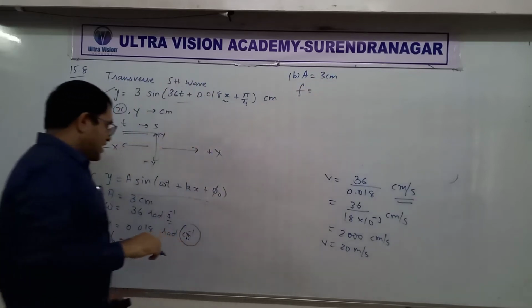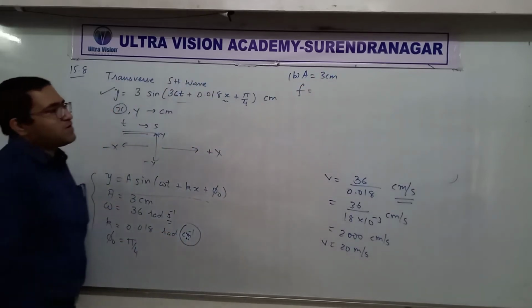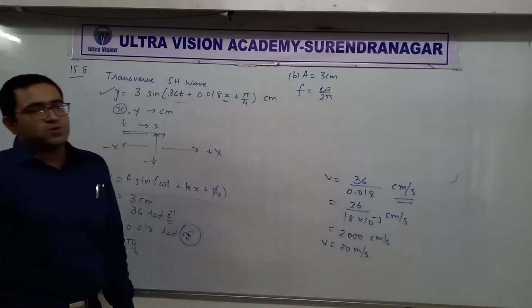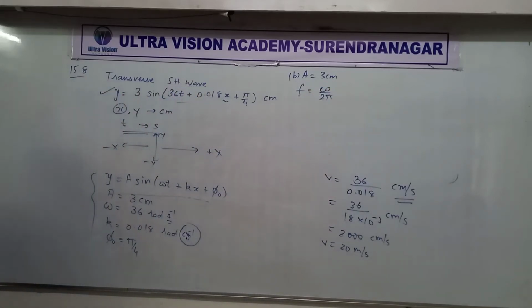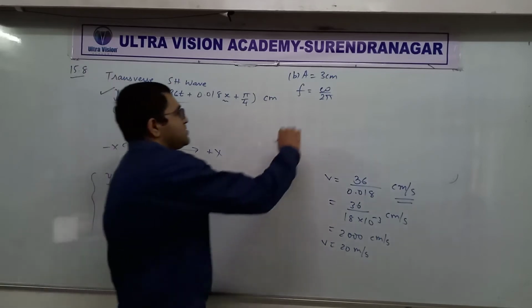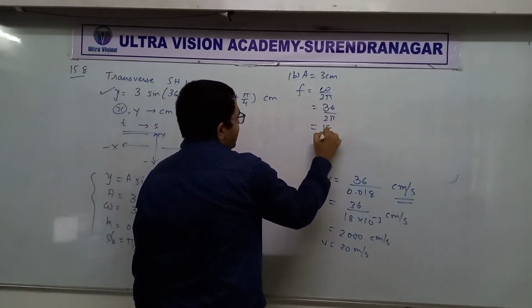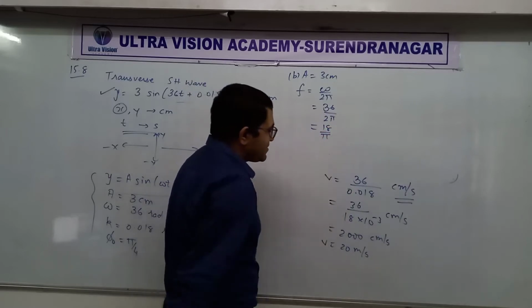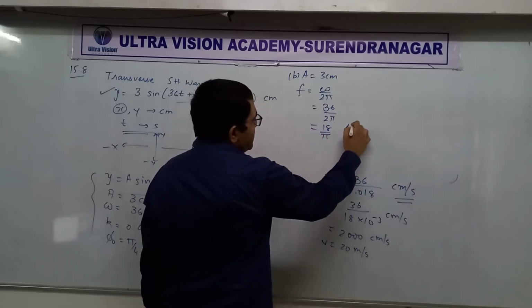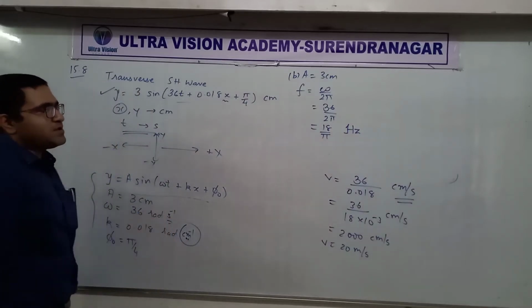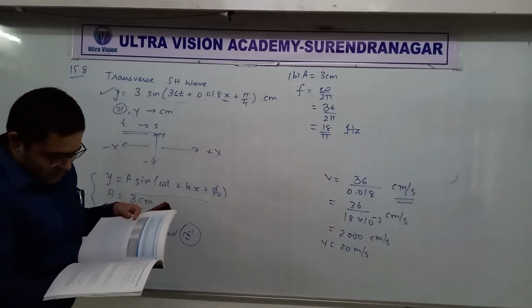Frequency. Out of all these, frequency can be found from omega by 2 pi. Isn't it? Yes or no? Okay. Right. So that's it. So 36 by 2 pi or 18 by pi, if you have calculator, you can divide it, you can get it done. This will be in hertz. Why hertz? Because this is per second. Alright? So like this you could find frequency.